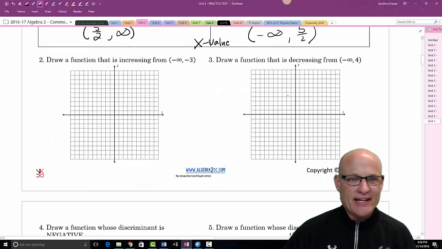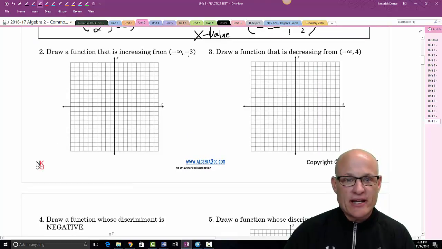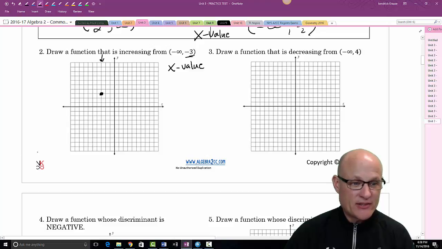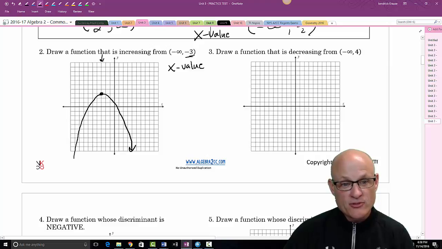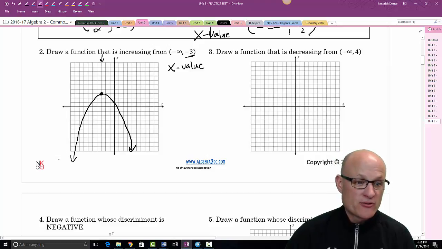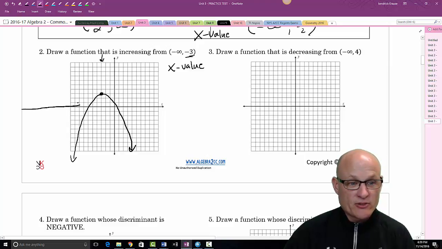Draw a function that's increasing from -infinity to -3. Remember, these are x values. So I need to pick any point on the line x equals -3. Any point. I'll pick this one. Now I need it increasing starting from -infinity and going up. So as I read from this side to this side, it's increasing, going up and up and up. But at this point, I don't want it to be increasing anymore, so I better start coming down.